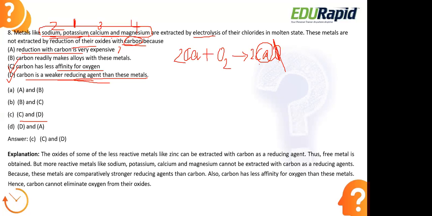No, it is not actually a true statement. Carbon readily makes alloys with these metals. No, even this is not a true statement. The right options that we have here are option C and D.